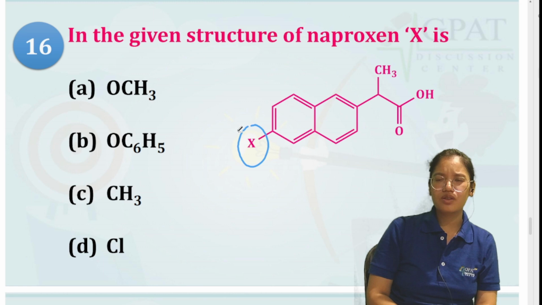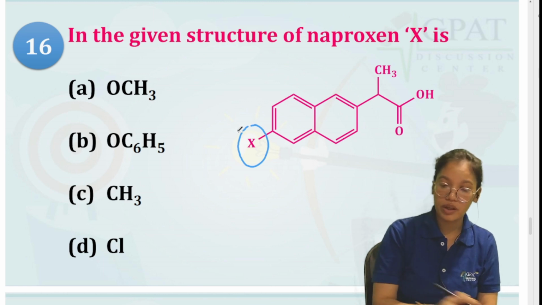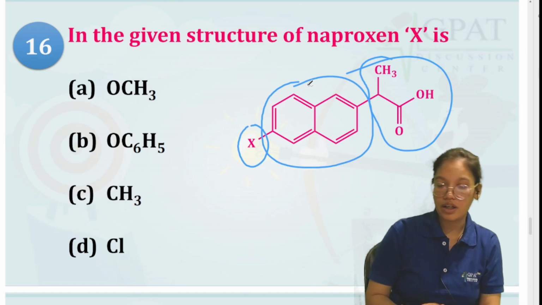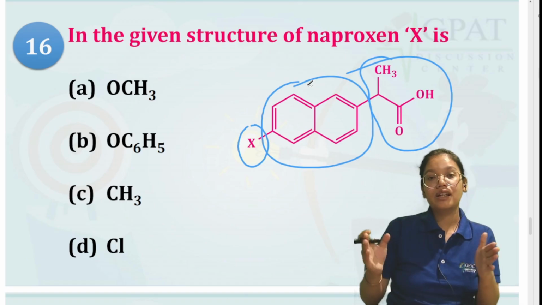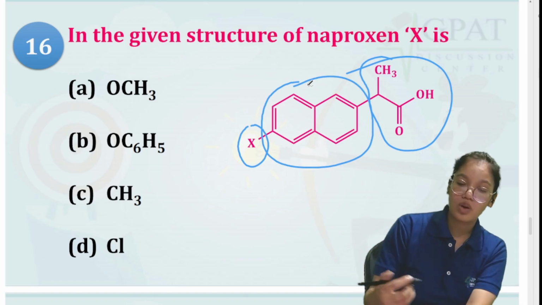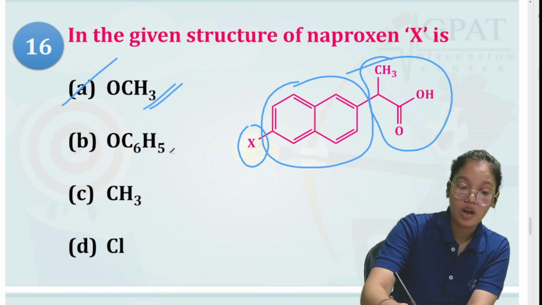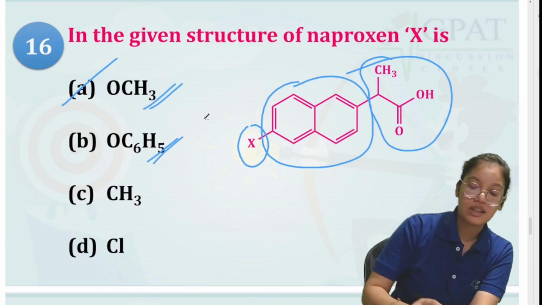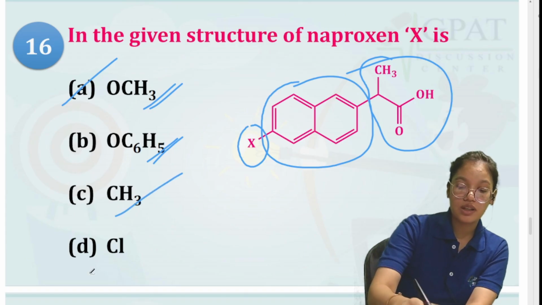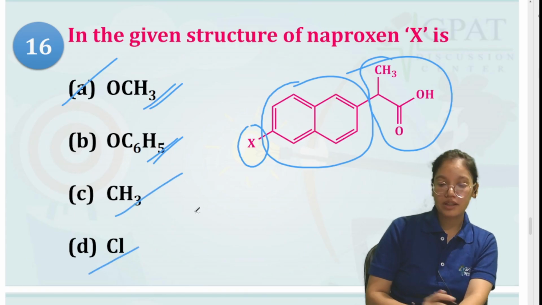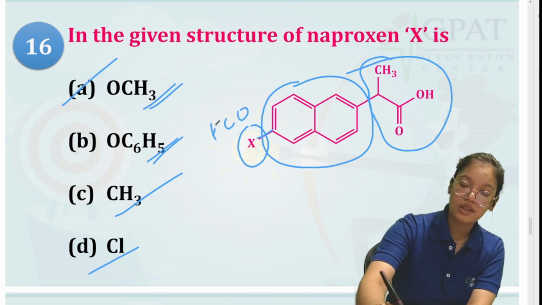So naproxen structure also we have discussed before. It does contain a naphthalene ring and then we have a chain attached. With that naphthalene ring, what group was there? It is a methoxy group, or we can say an OCH3 group, then we have CH3, then we have chloro. So I guess the A option is right, as it contains a methoxy group.